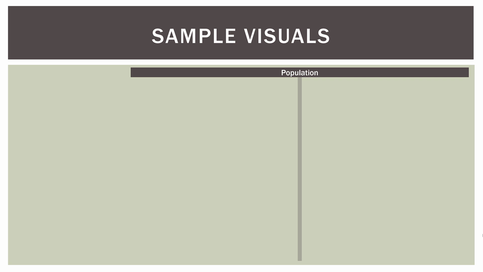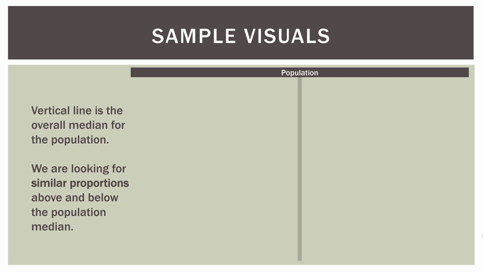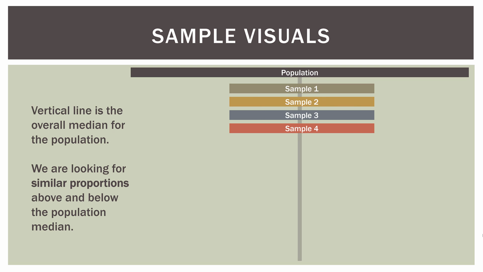So here are some visual examples of what we're talking about. Here is this overall population, and that overall population has some median. So we take our samples and we compare it to that. The vertical line is the overall median for the population. We are looking for similar proportions above and below the population median. So here is this first example.